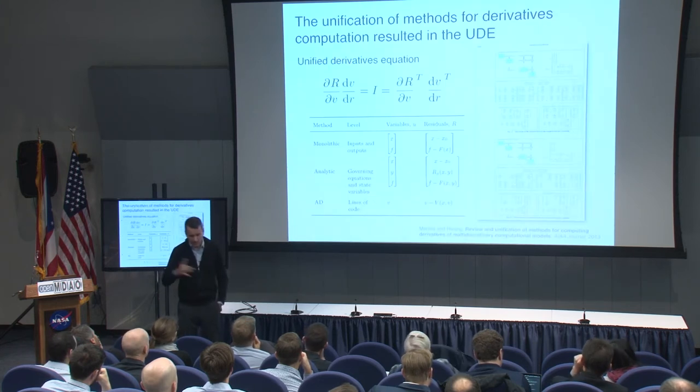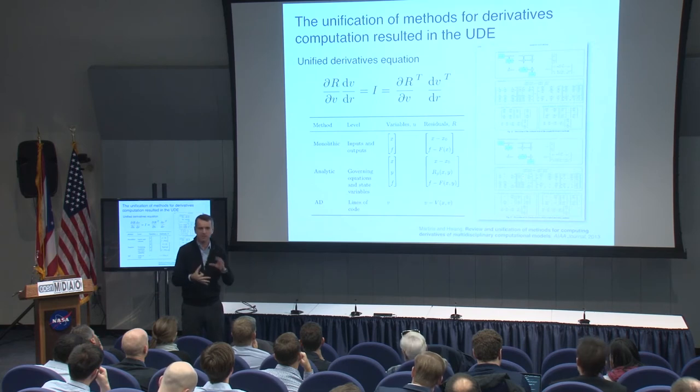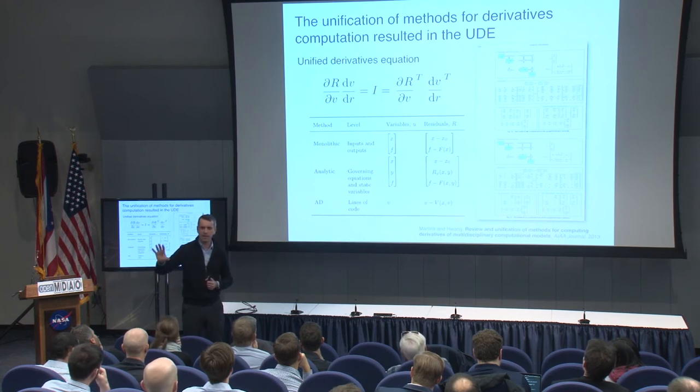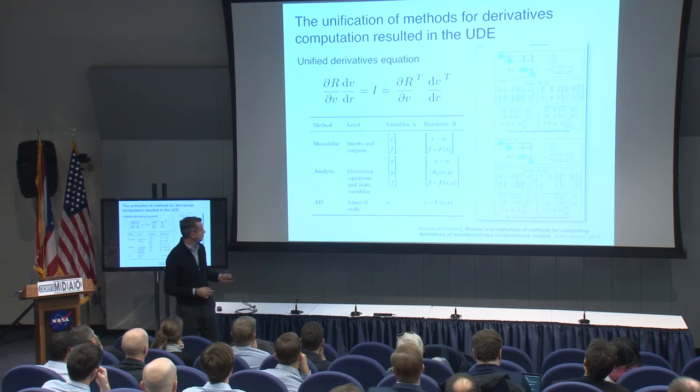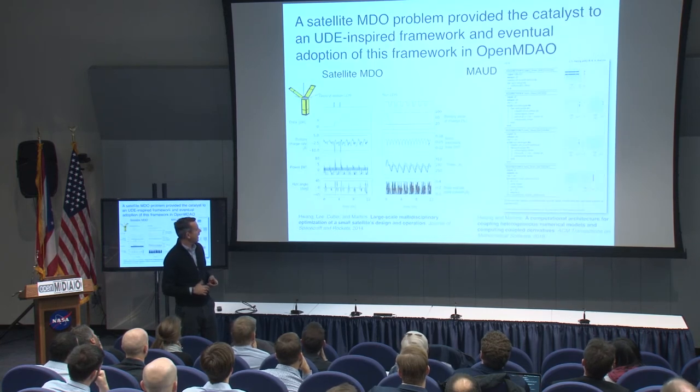So in this process, we had the unified derivative equation. For a couple of years before that, I had this idea that we could unify the methods. I was particularly interested in connecting automatic differentiation and the adjoint methods, adjoint and direct methods. And out of that came the UDE, in collaboration with my former student, John Hwang, with this formula here, which I think a lot of you are familiar with, and this paper. And I thought at the time that this was kind of just a curiosity.